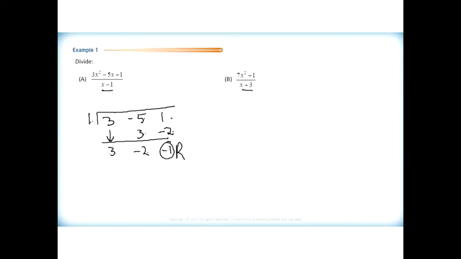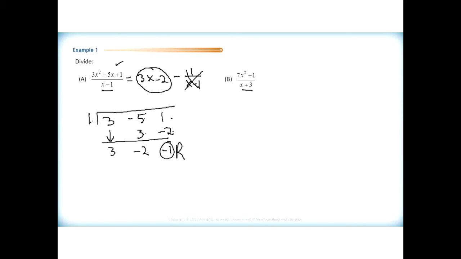So that's our remainder. And we have this expression is going to be equal to 3x minus 2. Our remainder is negative 1, so we can say subtract, because it's negative 1, 1 over x minus 1. So if I were to draw a graph of this function, we'd anticipate an oblique asymptote at 3x minus 2, because this part will become less and less significant.